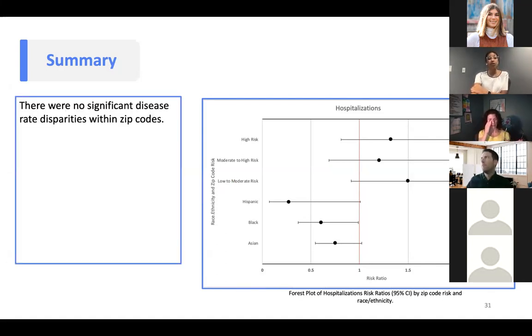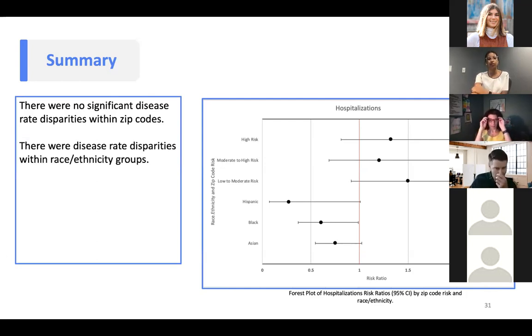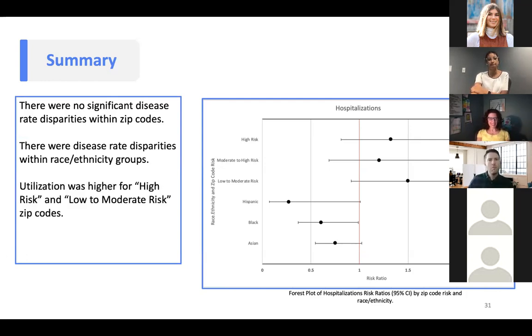In the summary, there were no significant disease rate disparities within zip codes. There were disease rate disparities within race and ethnicity groups. Utilization was higher for high risk and low to moderate risk zip codes. And utilization and costs were higher for whites.